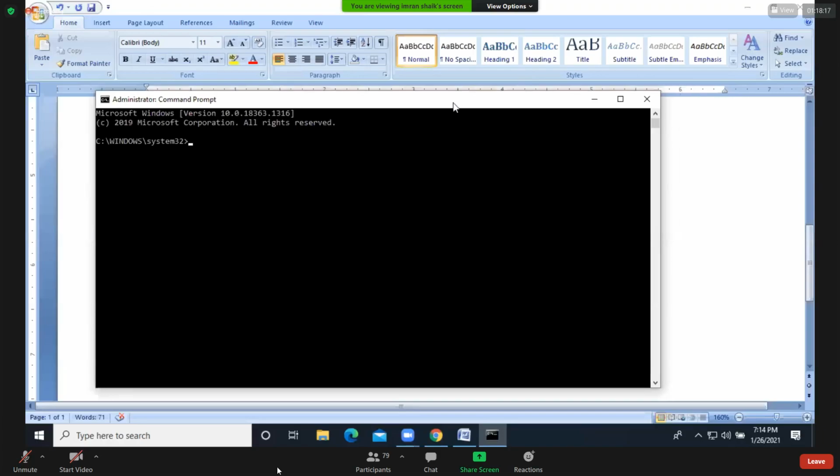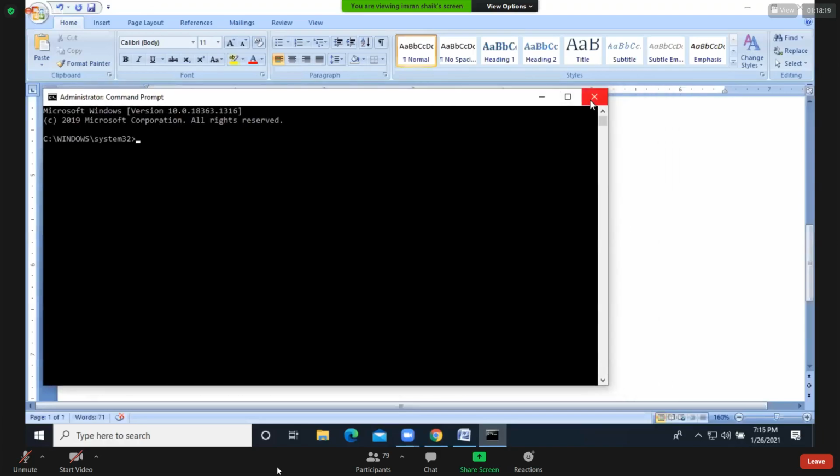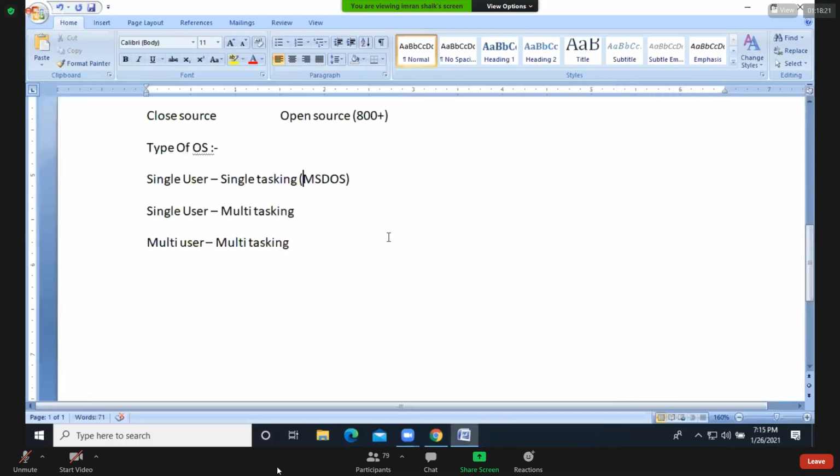That's it. Because of that reason, you can say it's single user, single tasking. So only one user can log in at a time, and we can perform only one task. Okay, clear? Only one user, one task. DOS operating system, no one is going to use nowadays. Okay, so MS-DOS is the best example for single user, single tasking.